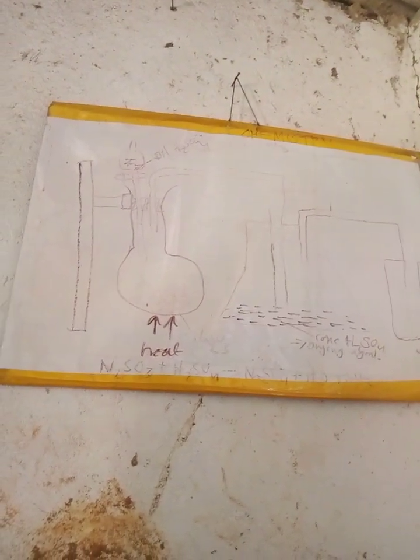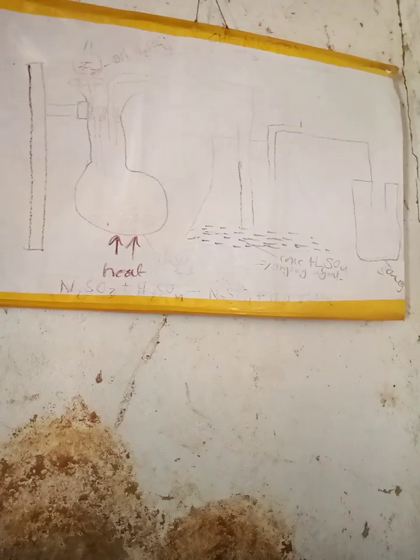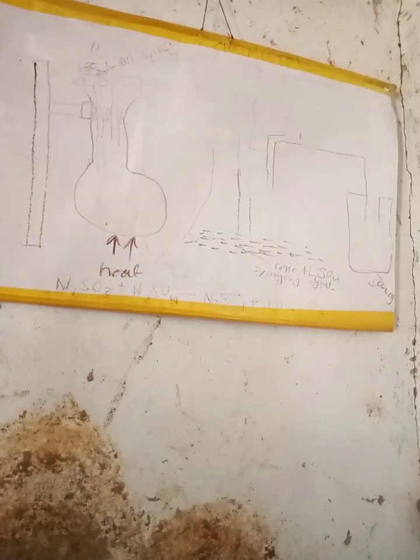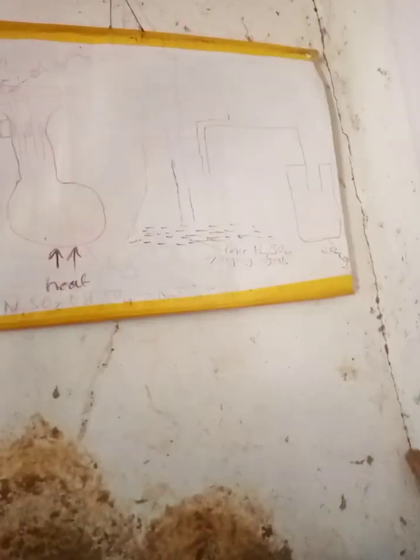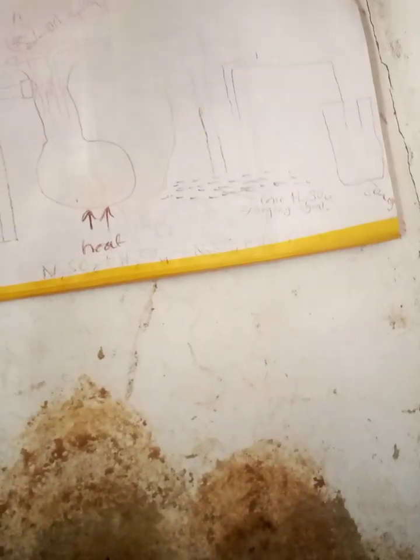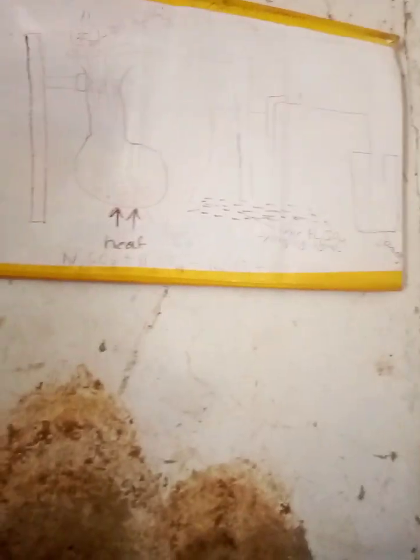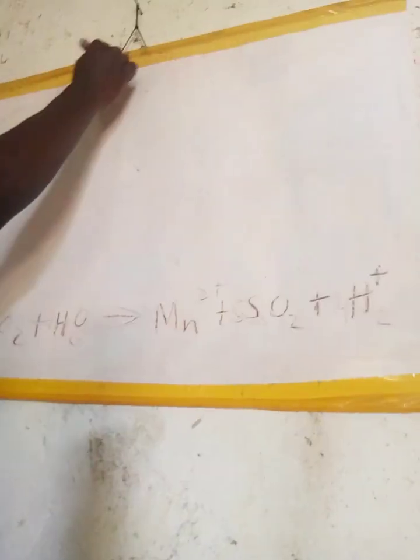Then you can also react copper plus sulfuric acid, then you obtain the gas, whereby you are going to form copper 2 sulfate plus sulfur oxide plus water. Now let's look at some of the physical properties of sulfur oxide.